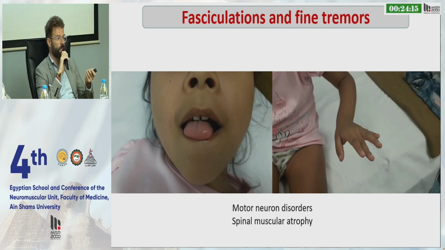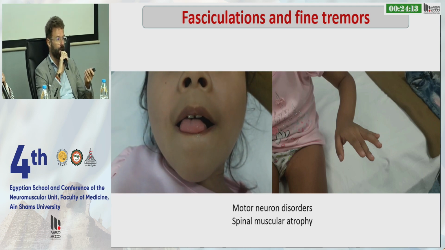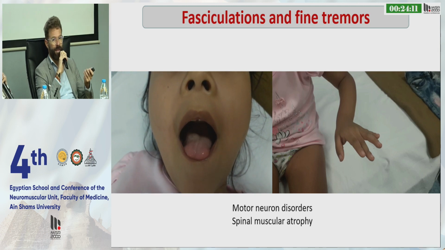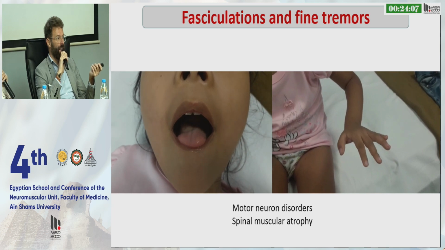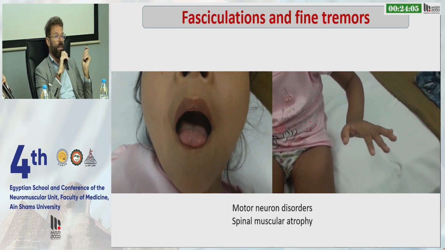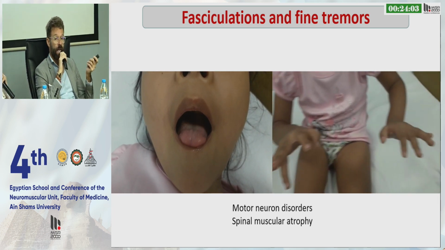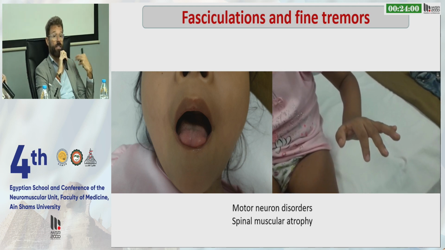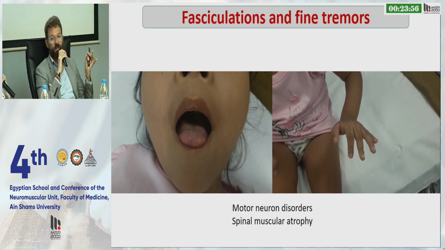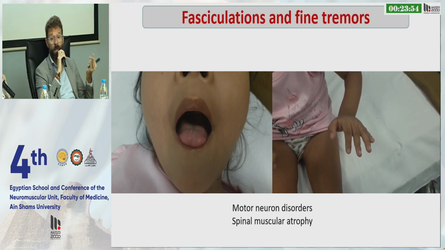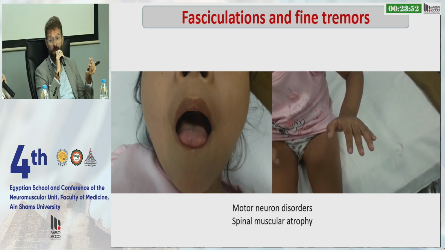What is the diagnosis in this patient? We must look very carefully and always check for this sign, because SMA, especially type 2 and 3, I would say type 3, can be very proximal. They can mimic a muscular dystrophy. But if you check the fasciculation, you can diagnose and treat.